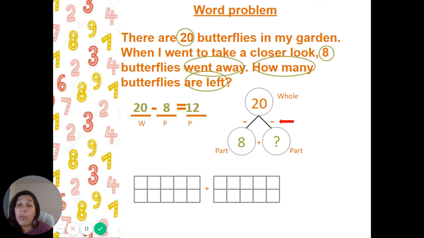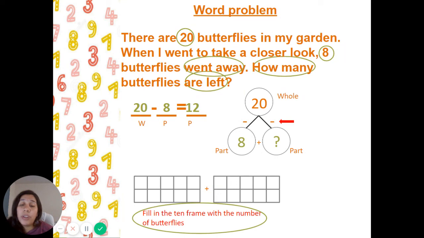Let's double check using 10 frames. How do we do this? There are 20 butterflies in my garden. The first thing we need to do is draw the 20 butterflies. We're gonna put a dot in every square until we get to 20. This is not necessary. You know, a 10 frame, the name says it. You know that when you fill out a 10 frame, you already have 10. And if you have 2, that's 2 tens. 2 tens make 20, okay?